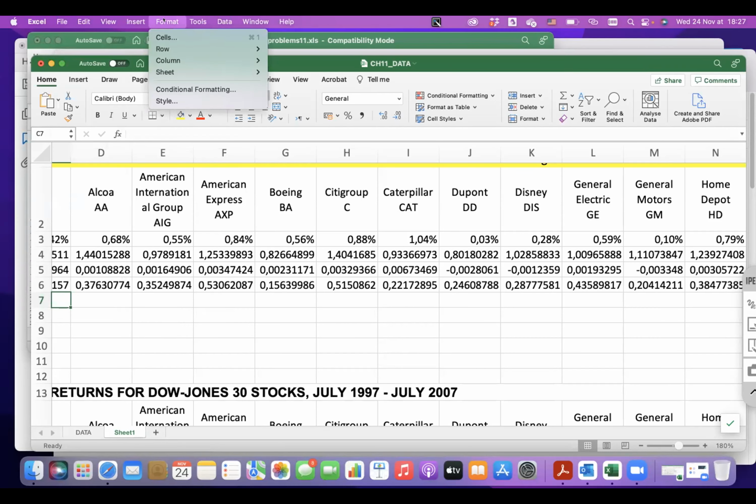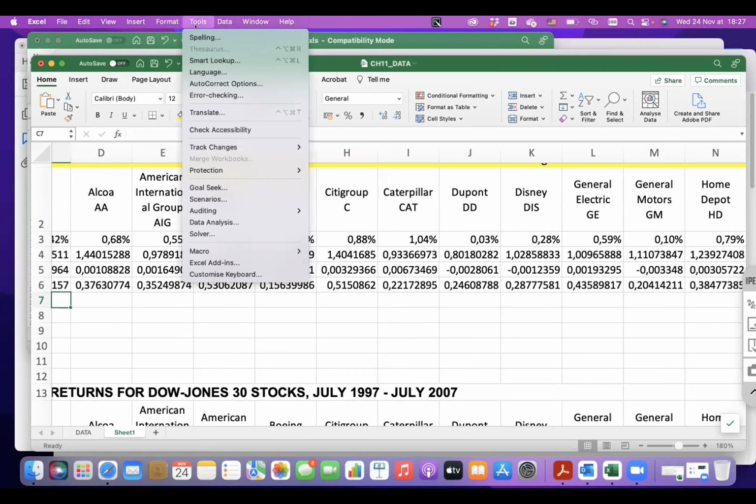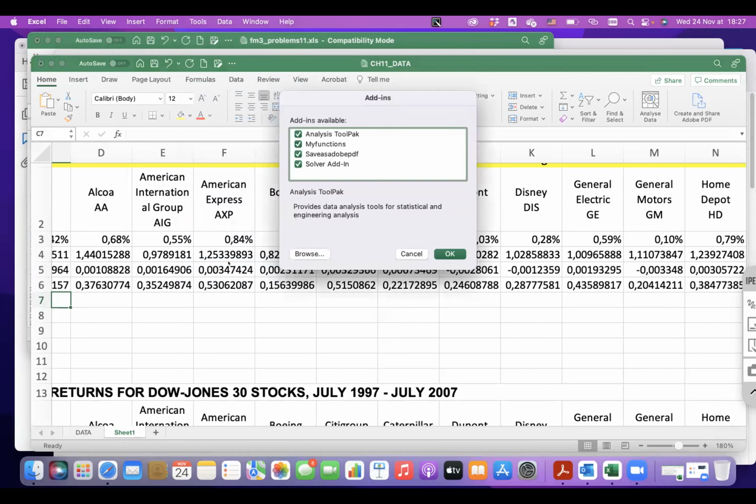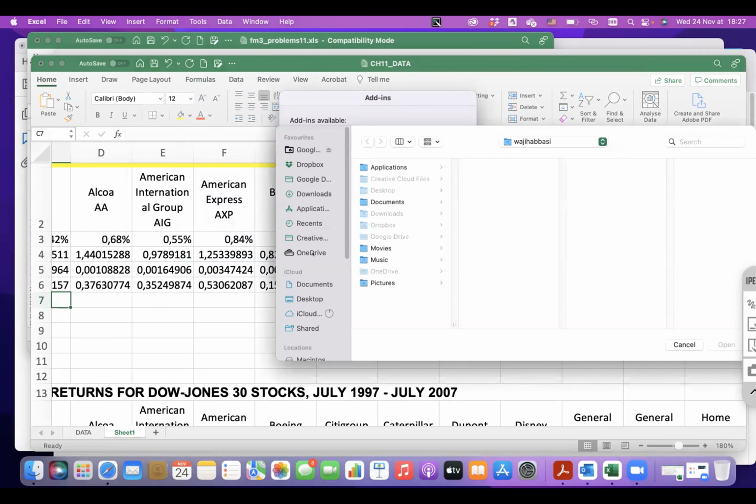For those who have the MacBook, they go to Tools, Excel add-ins. For those who have the Microsoft, they go to File, and they go to Excel add-ins for options. Excel add-ins, you click on it, right? Then you click on Browse, right? Browse.